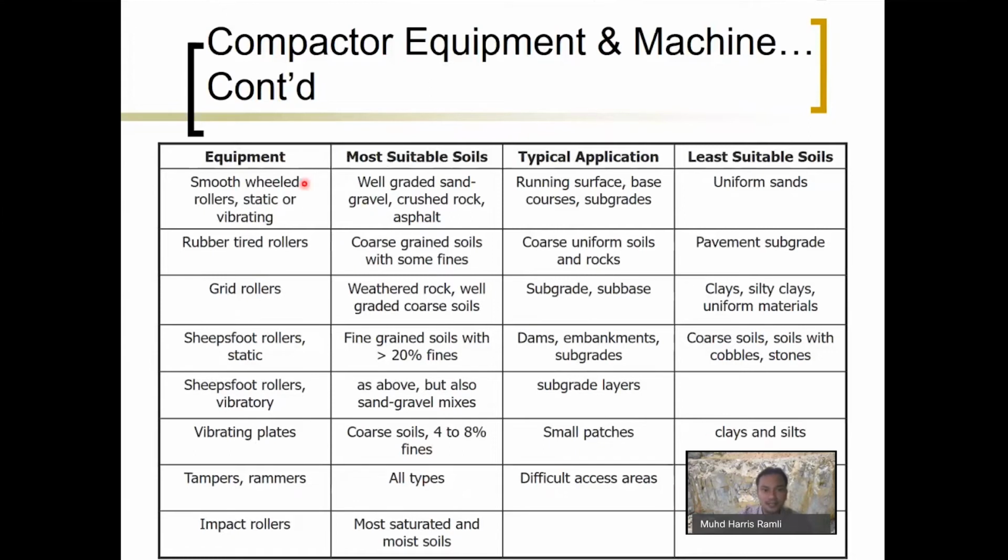So this one is the equipment, and this is the type of compactor. This is the suitable soil to be used with this sort of equipment. Fine grain soil with more than 20% fines: sheep foot roller.